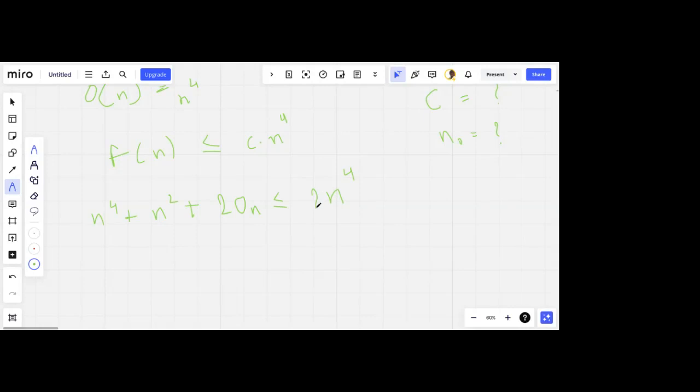Let's take c equal to 2, so 2 into n to the power 4. Now let's take the value of n as 1. So this is smaller. Let's take n equal to 2. For n equal to 2, this becomes 32. This is again greater because of this 20n. Let's take n equal to 3. For n equal to 3, this would be 81 plus 60 plus 9, so this would be 150, and this would be 162. So now this is the value which is correct. So the value of C is equal to 2 and the value of n naught is equal to 3. This is the correct value.